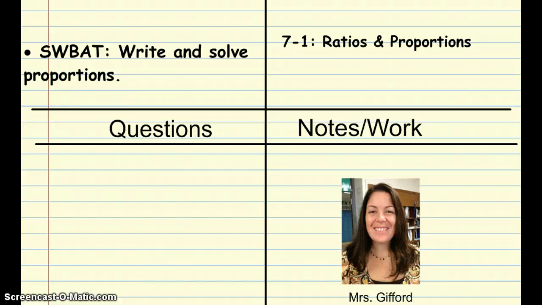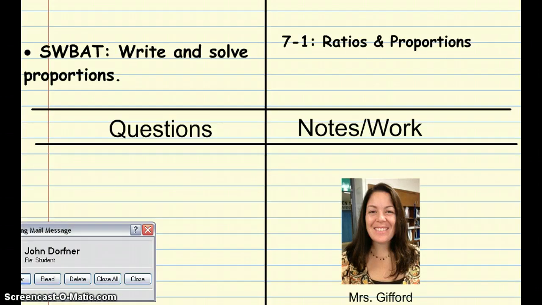Hi everybody, it's Mrs. Gifford, and today we're going to talk about section 7.1, ratios and proportions. After this lesson, you'll be able to write and solve proportions.